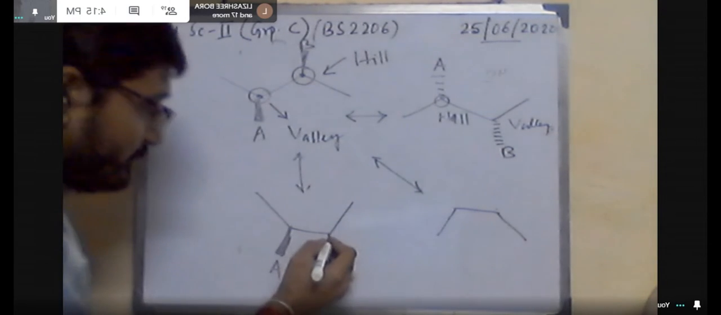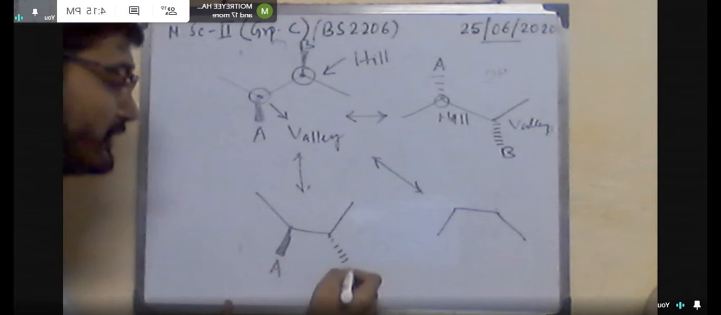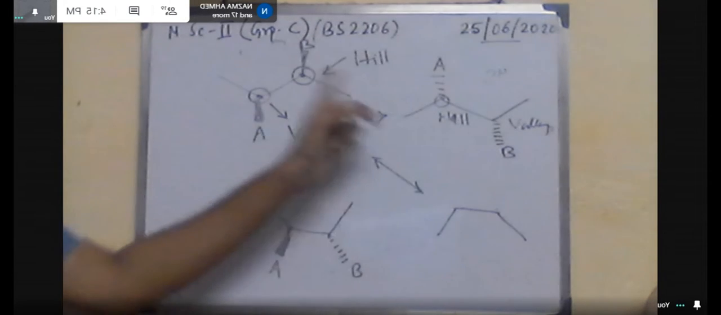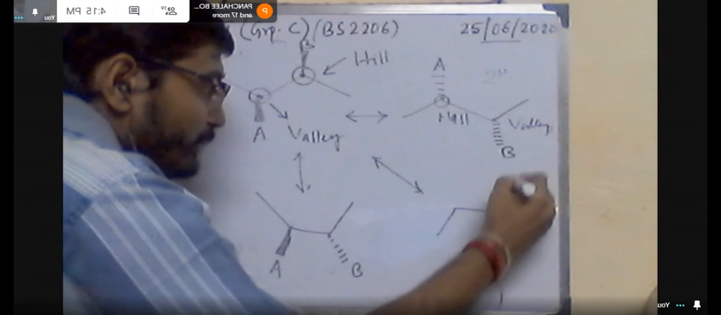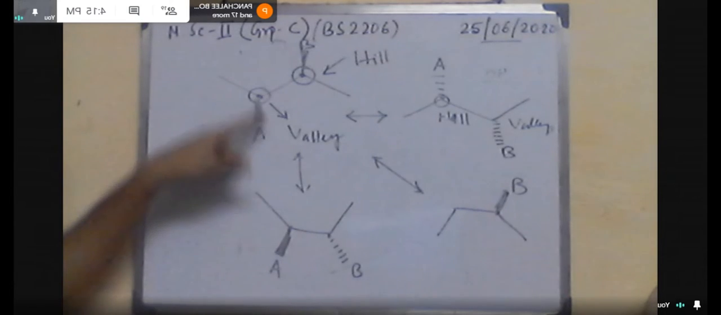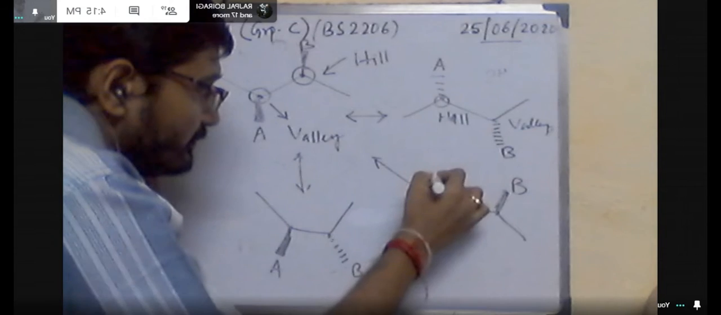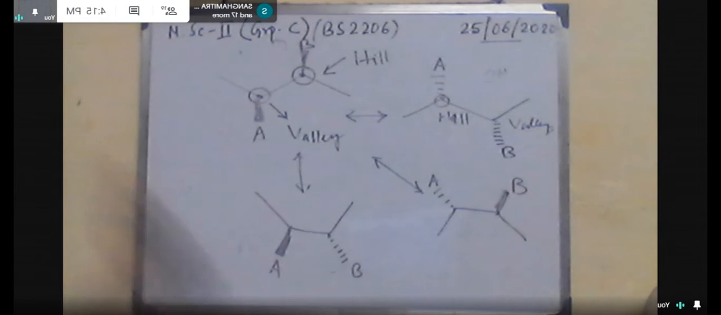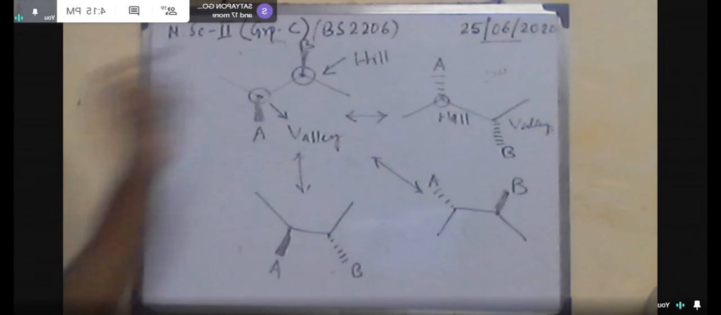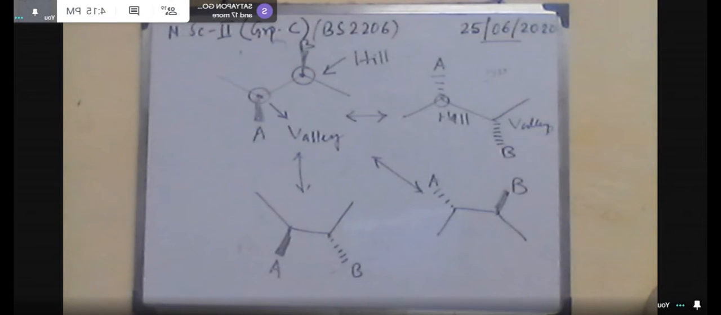So here you can check that if it is hydroxy OH and this is phenyl, this is the R and this is the S. So during hill to valley exchange, now I am making this the hill and this the valley. You can see that Ph is in the backward side, that means the hydrogen is in the forward side. Similarly, here OH is in the backward side and hydrogen is in the forward side. So find the configuration here.